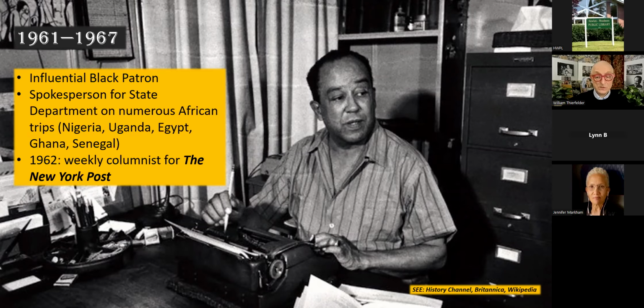In 1962, he became a weekly columnist for the New York Post, which at the time was a politically moderate daily newspaper. Now, for those of you who are watching this on the East Coast or have East Coast roots, you know that today the Post is an extremely conservative tabloid run by the Murdoch family. Hughes would probably cringe at the thought because when he wrote for it, it was a very moderate, almost liberal paper.